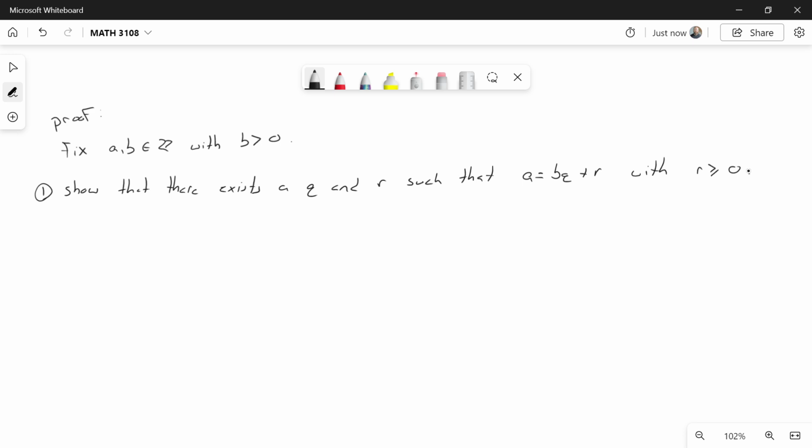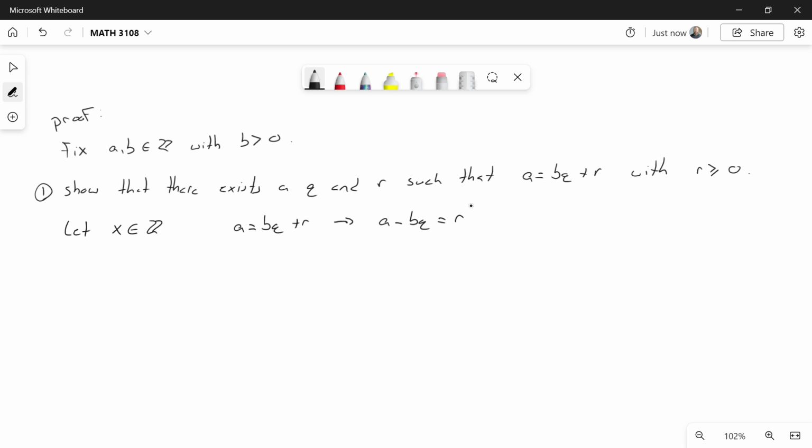All right, so like I said, the first thing that we want to do is show that a q and r does in fact exist. So let x be an element of Z. So what we're going to do is prove that there is in fact, for any given a and b, a q and an r that exists with r greater than or equal to 0. So a is equal to bq plus r. I can rewrite this by moving bq to the other side. So a minus bq is equal to r.